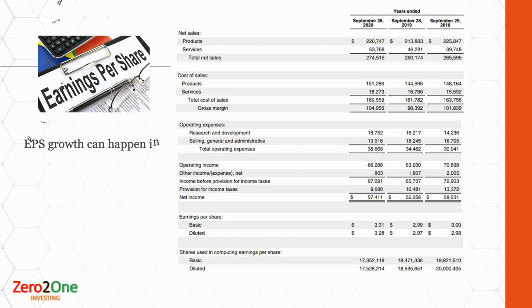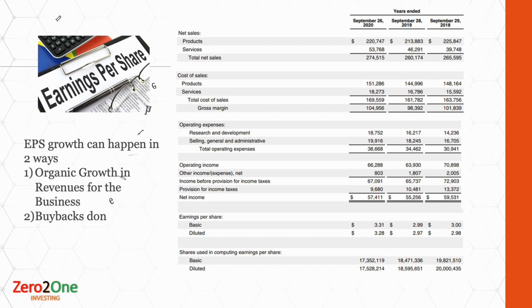One of the very common questions is how can the EPS grow? Basically, the EPS can grow in 2 ways. One is the organic growth in revenues for a business, and the second could be the buybacks which can be done by the management. Let me take a moment here and try to explain what the 2 different ways are and which one is better for a company or for us as investors.